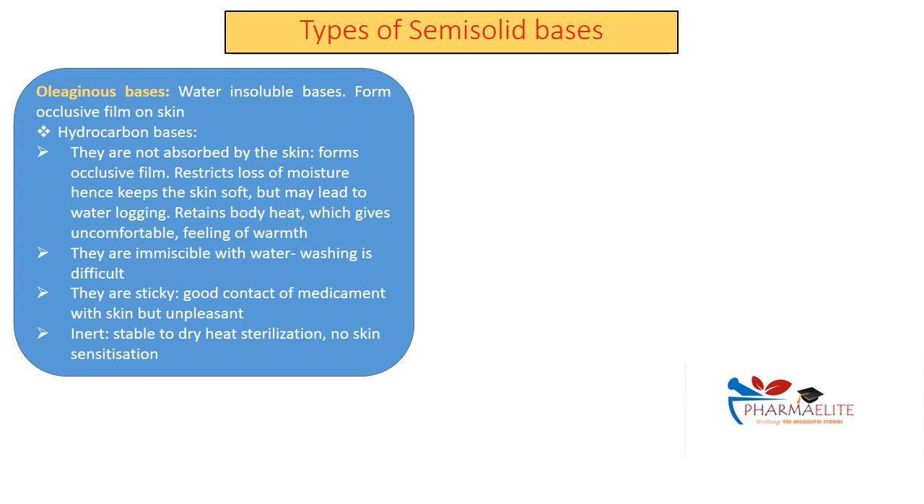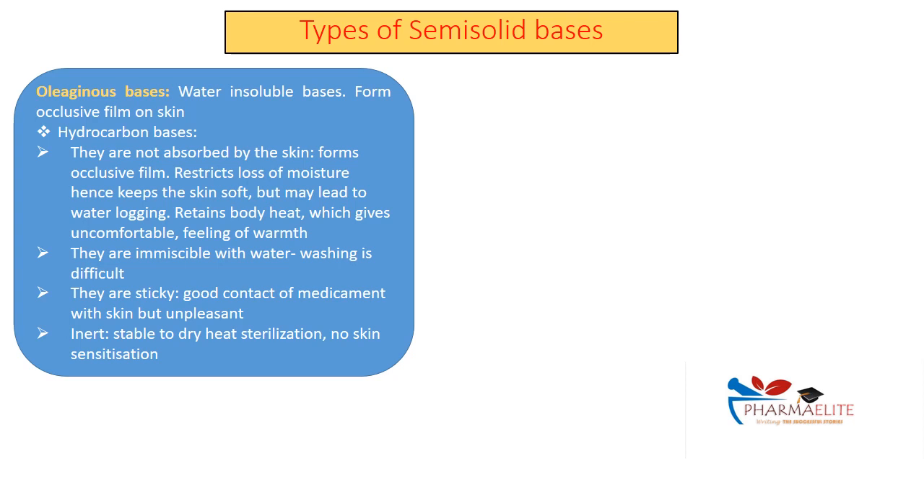Talking about oleaginous bases, the first one in that criteria. So these are water insoluble bases. They form a occlusive film on skin. Skin के ऊपर एक film बना देते. Under oleaginous bases, you have different types. The first type being hydrocarbon base. Oleaginous base के अंदर hydrocarbon base का example है.